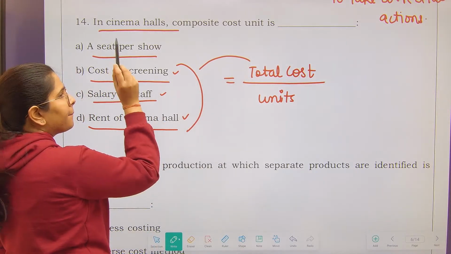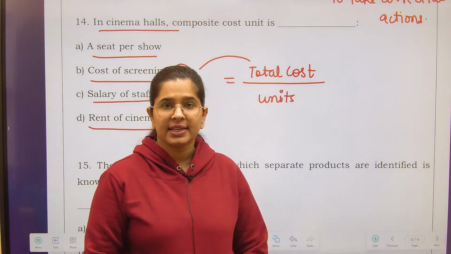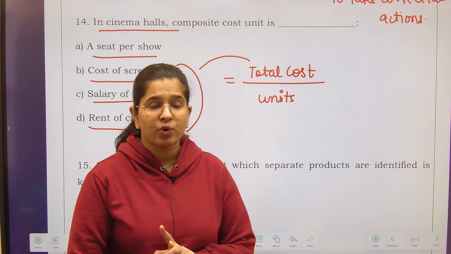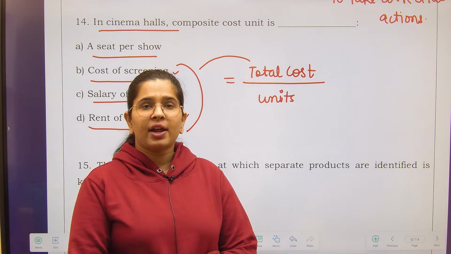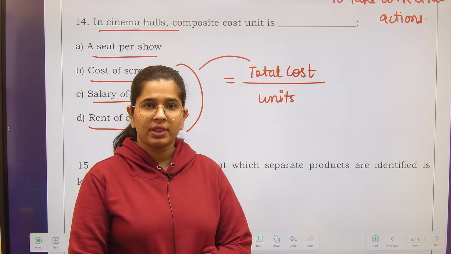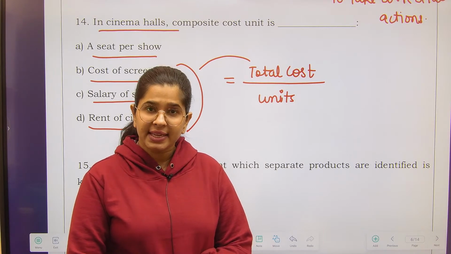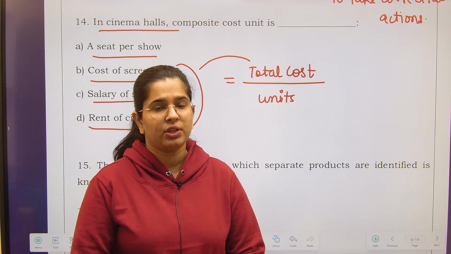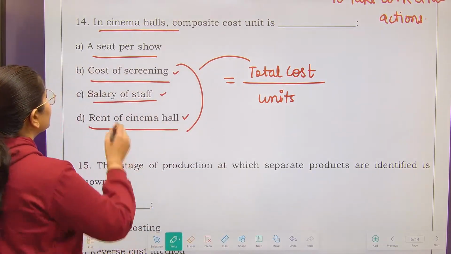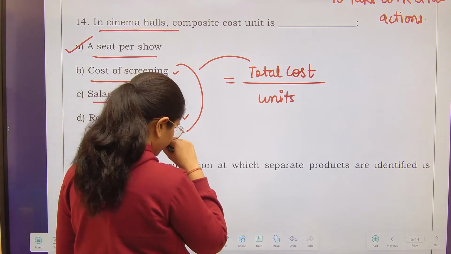A seat per show, you will divide the cost on the basis of seating capacity, right? So if in a cinema there is only one screen, you will find out the total expense that you have to incur in order to run a show on that particular screen, and it will be divided by the number of seats in that screen to find out the cost. So seat per show is the composite unit.